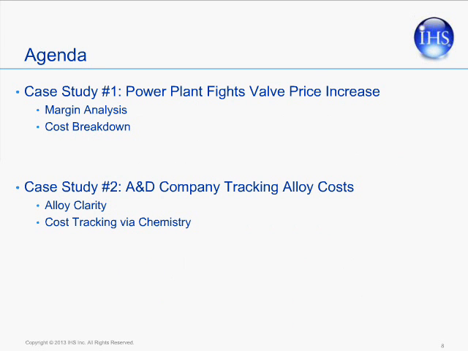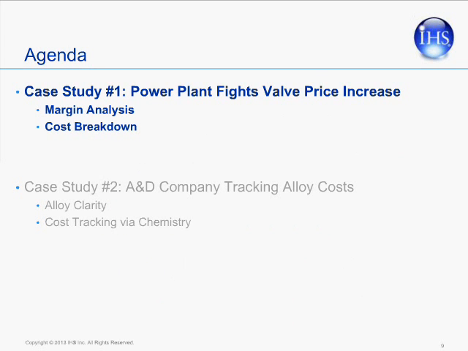You frequently get these very exotic alloys, steel alloys, nickel alloys, which because of their complicated nature, because of their dependence on many different materials, it can be very difficult to track down the costs and make sure that you're achieving the savings that you should in periods of low prices like now. So we'll just kick it off with that first case study.